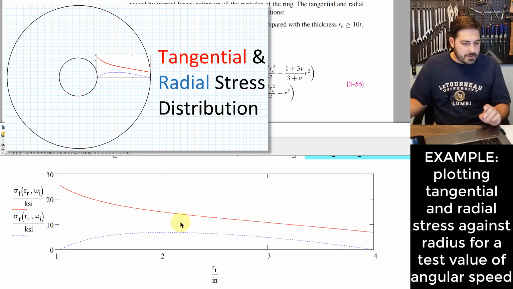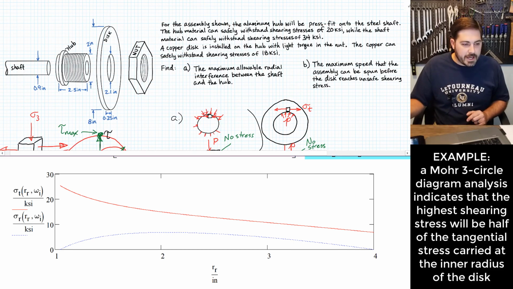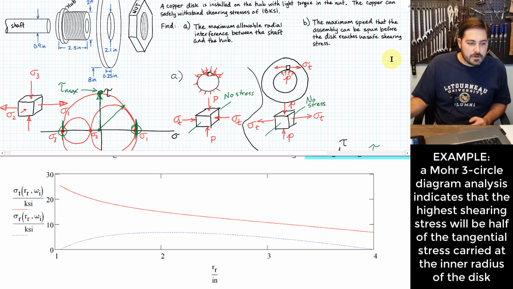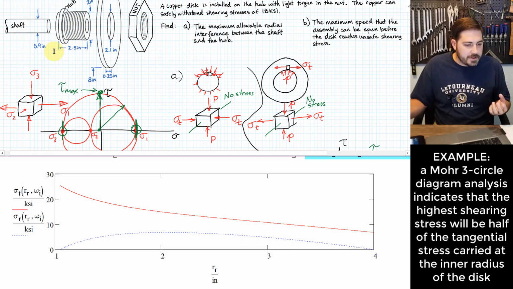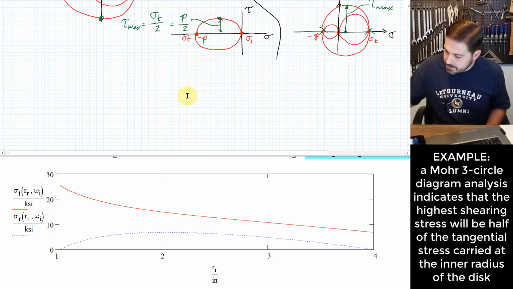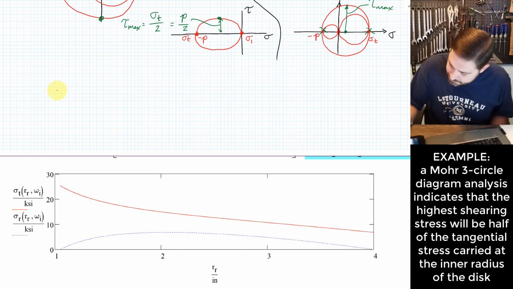All right. Now, we have to kind of do a similar thing that we did for looking at stress in the hub and in the shaft. We need to look at this plot and figure out where's our worst case scenario for stress, okay, for part B. Now, let's think about our Mohr three-circle diagram, okay? As a matter of fact, let me start sketching it.